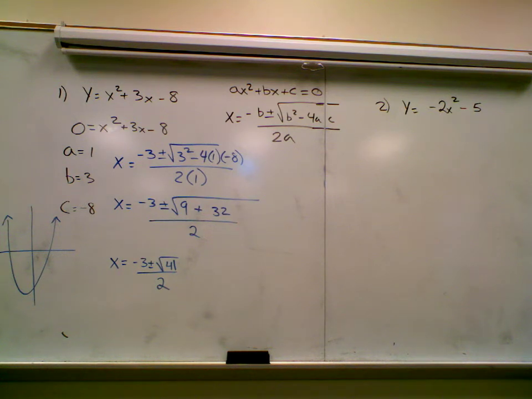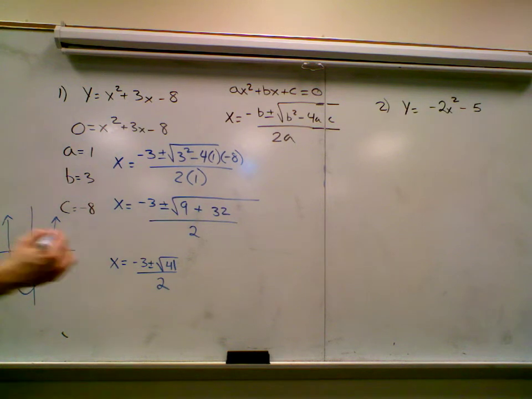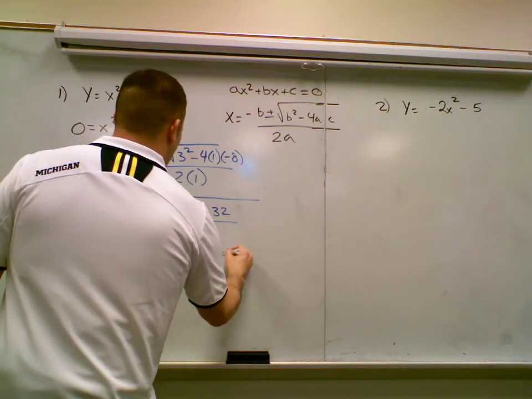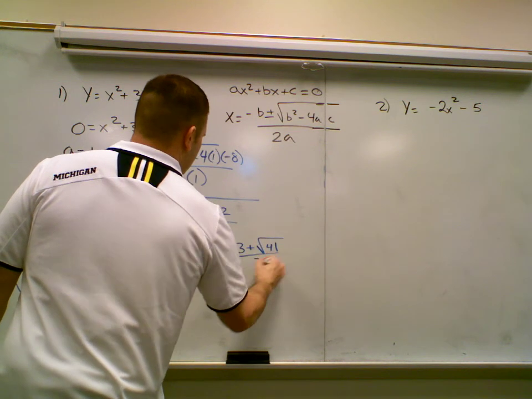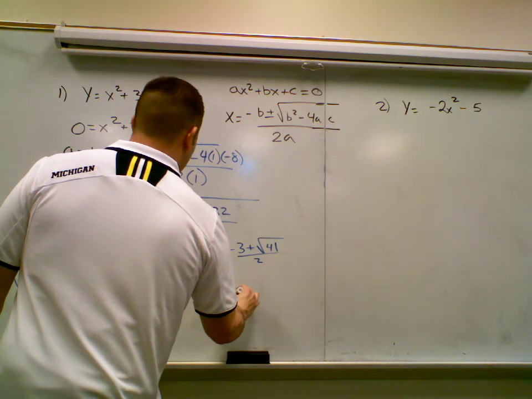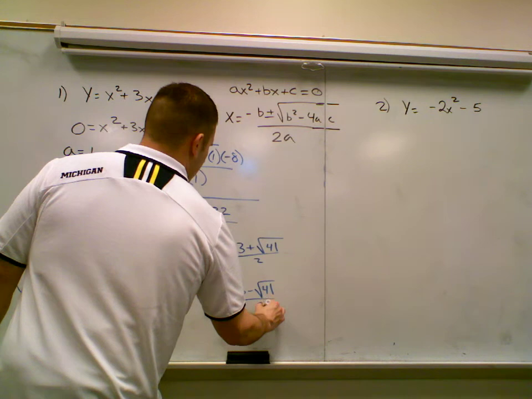Because how many? Good. There are 2 intercepts, right? There are 2 solutions to this equation, right? So using the plus gives us one solution. Using the minus gives us the other. So that means to find my two solutions, we do -3 plus the square root of 41 over 2. And to find the other solution, we do -3 minus the square root of 41 over 2.